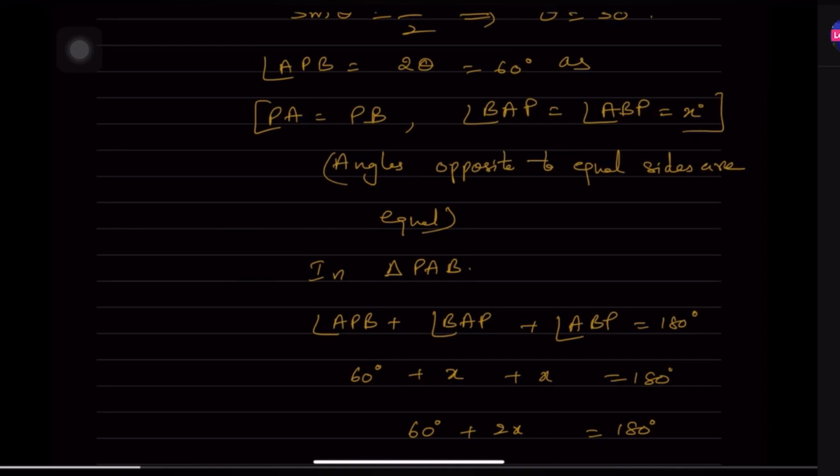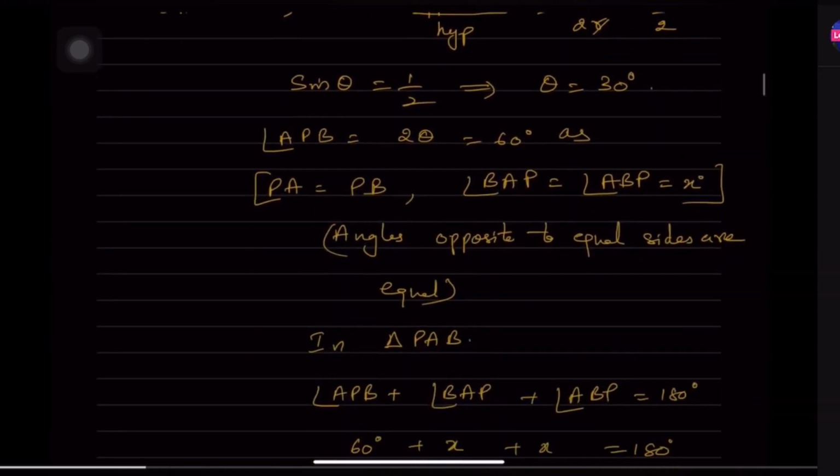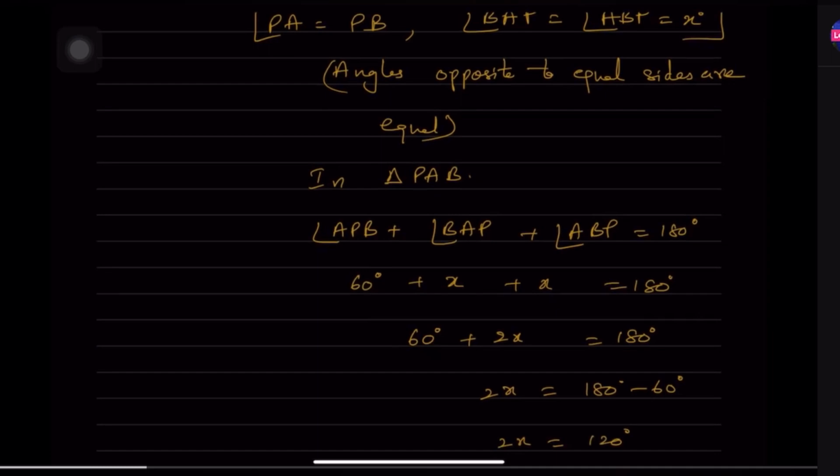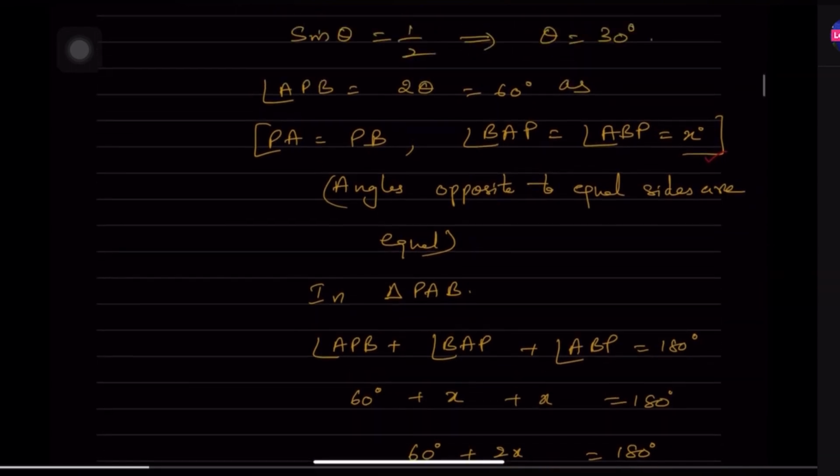So now in triangle PAB, the sum of all the angles, that is angle APB plus angle PAB plus angle PBA, because it forms a triangle, is equal to 180 degrees. And you also know that angle BAP is equal to angle ABP, so you can take it as x. Therefore angle APB we found to be equal to 60 degrees.